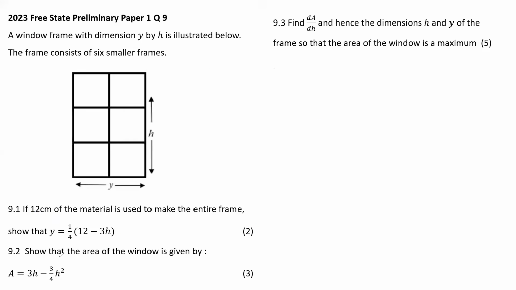Show that the area of the window is given by that formula. So the area of the window will definitely be the length times the breadth. So it's LB, length times breadth, or whatever you want to start with, YH in this case. According to what I know, the value of Y is 1/4 of 12 minus 3H, multiplied by H.